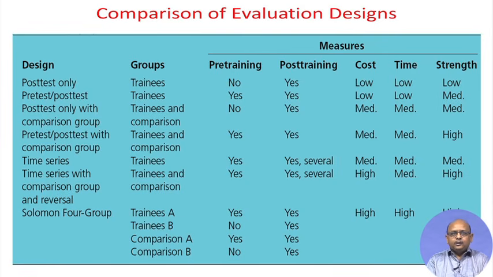Then if you are going for post test only with comparison group, it means you are going to trainees and a comparison group is there. Then you only go for post training, okay. The cost time strength is moderate. Similarly, if you are going for time series data, you want to see gradually how the performance has gone up or down. Okay. So, you are going to collect data at different points of time post training, which is moderate. But if you are going for collecting data at different points of time with different groups, probably the cost, time and strength is going to be different. Okay. That is all.